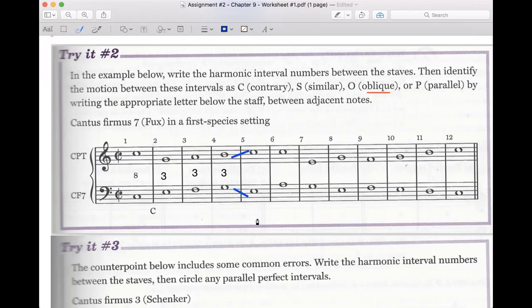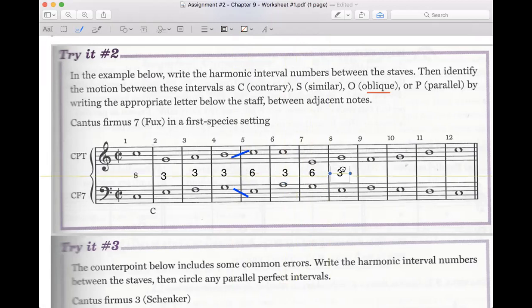Here, both are going in opposite motion, contrary motion. So I would not call that a 13th. I'd call that a 6th. All right. I would not call that a 10th. I'd call that a 3rd. Again, I wouldn't mark a 10th wrong. I wouldn't take off points. But I think you should get into the habit of reducing these.